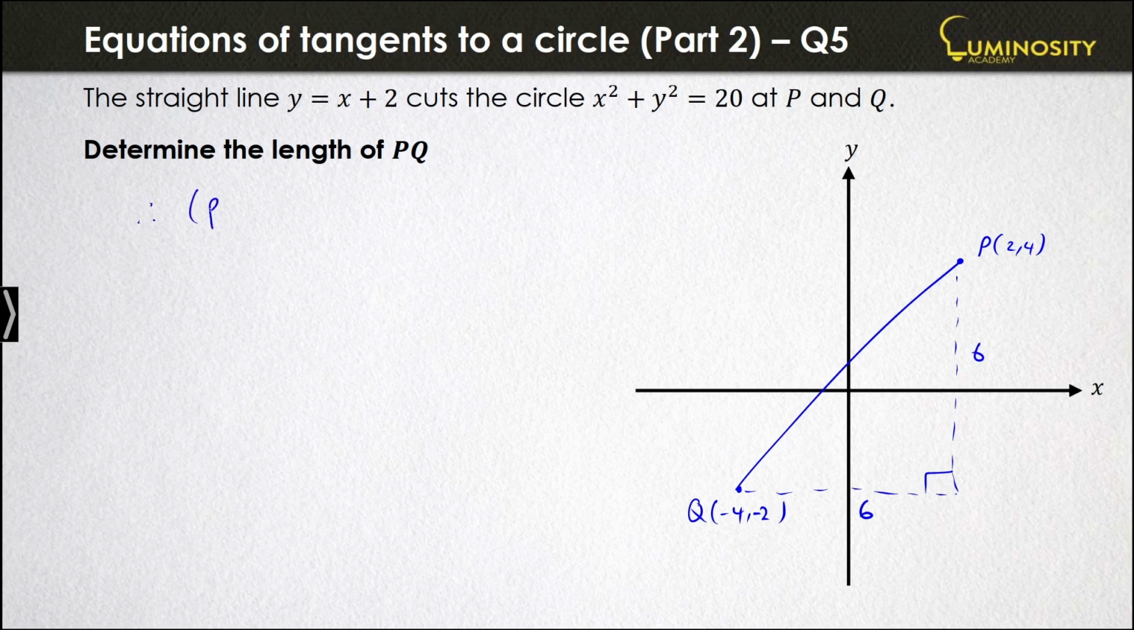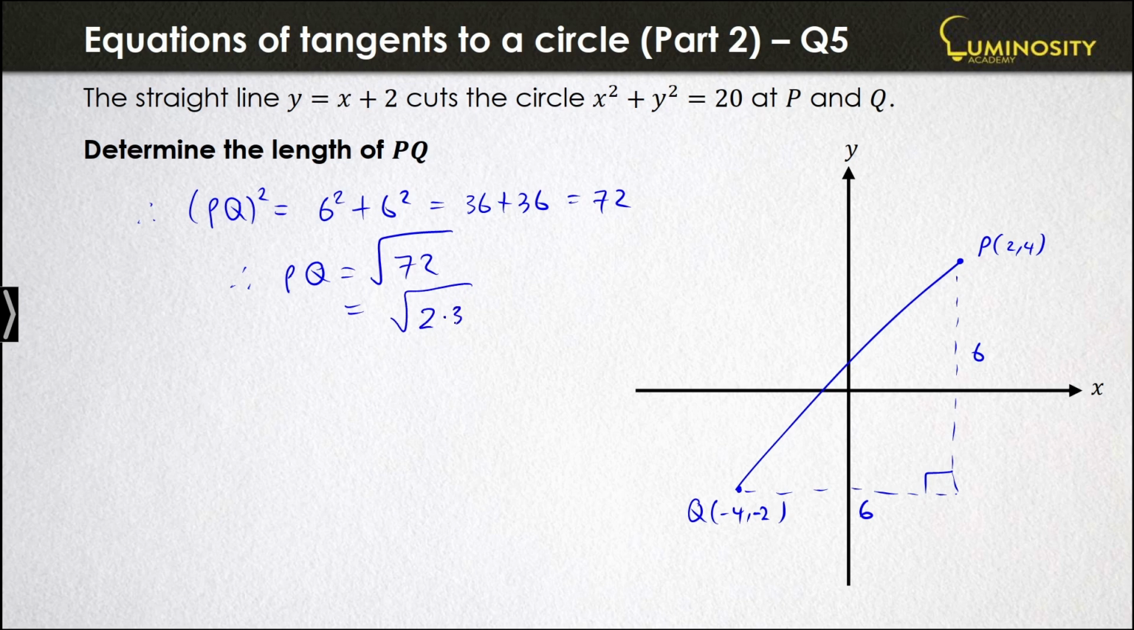So I have PQ squared, which is the hypotenuse, is 6 squared plus 6 squared, which is 36 plus 36, which is 72. Therefore, PQ is going to be the positive square root of 72, because it is a length, so I take the positive square root. That's the square root of 2 times 36, so it's going to be 6 root 2 units. That's the length of PQ.